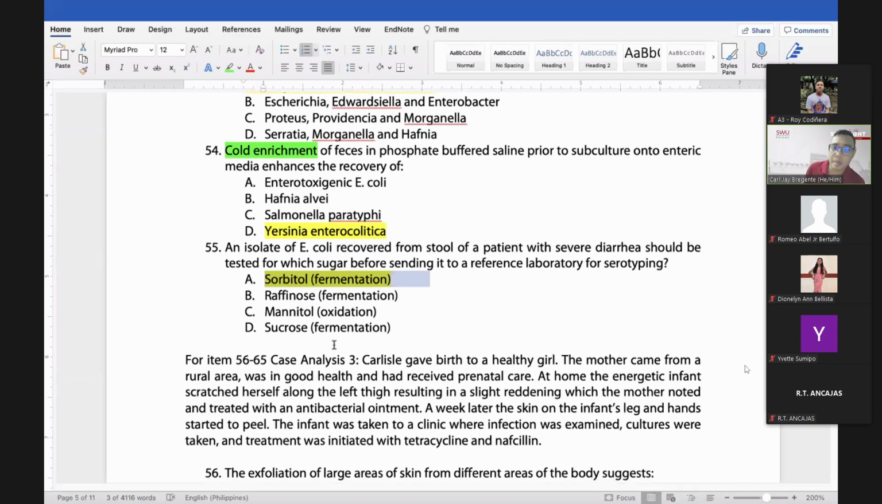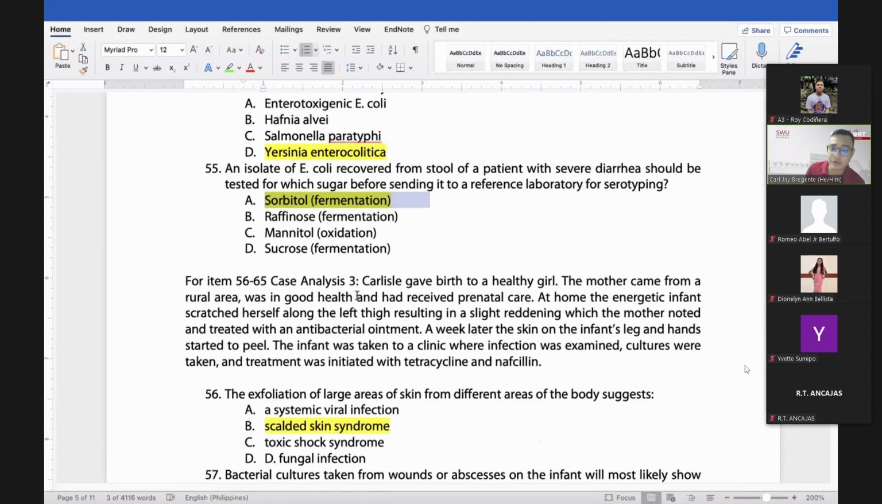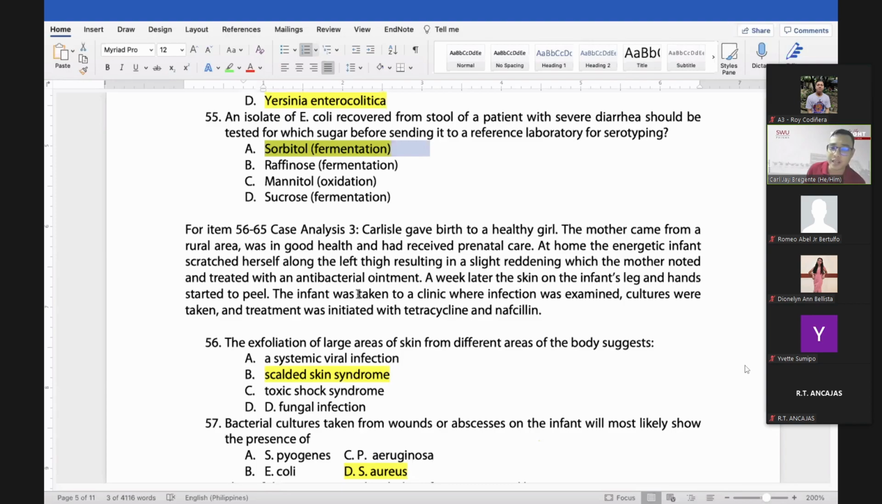Number 56 to 65 is another case. Carlisle gave birth to a healthy girl. A mother came from a rural area, was in good health, and had received prenatal care. At home, the energetic infant scratched herself along the left thigh, resulting in a slight reddening, which the mother noted and treated with antibacterial ointment. Later that week, the skin of the infant and legs had started to peel. The infant was taken to a clinic where the infection was examined, cultures were taken, and treatment was initiated with tetracycline and nafcillin.